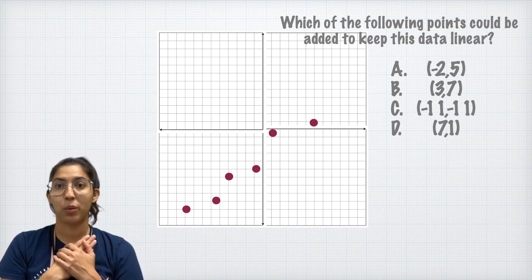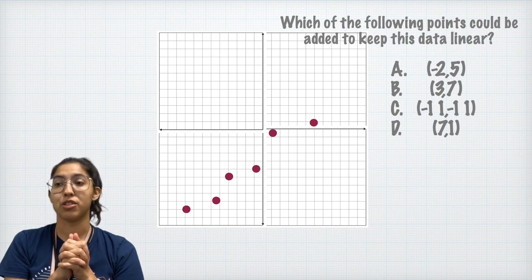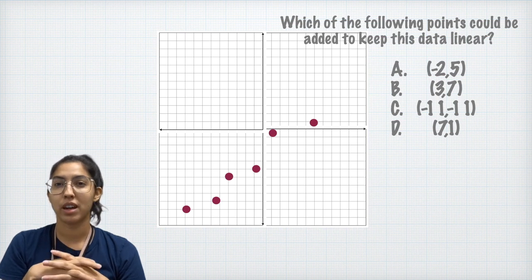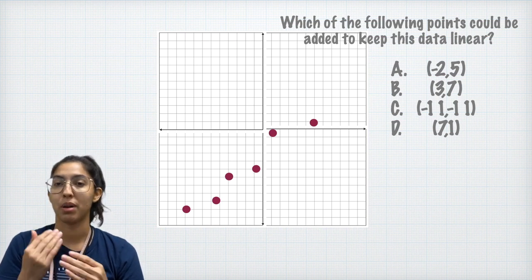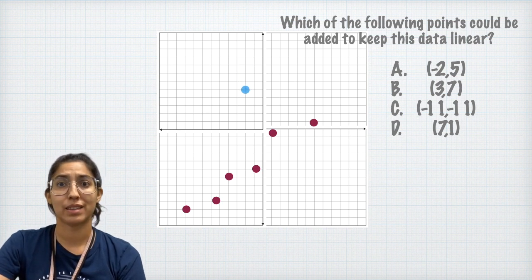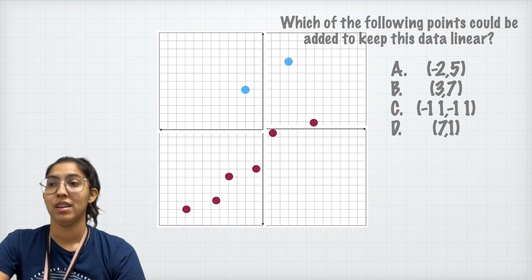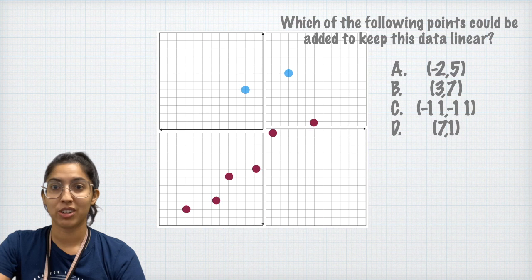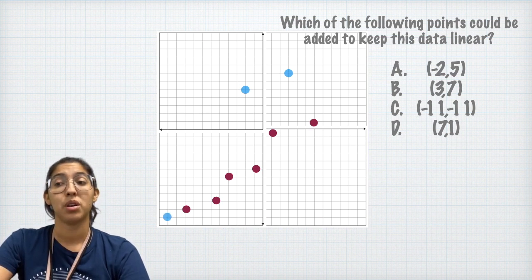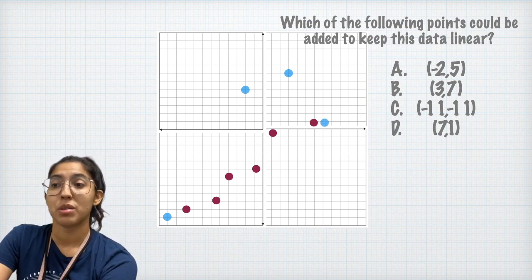So I'm always gonna take all 4 points and graph them. Something else you could do is draw a line through the middle of your data. This is called a line of best fit, which we'll talk more about on Thursday, but either way. So I'm going to put -2, 5. I see that it's in the second quadrant, so it is nowhere near my data. Next one, 3, 7, again, first quadrant, nowhere near my data. Next, -11, -11 is right there close to my data. And 7, 1 is actually close to my data too.